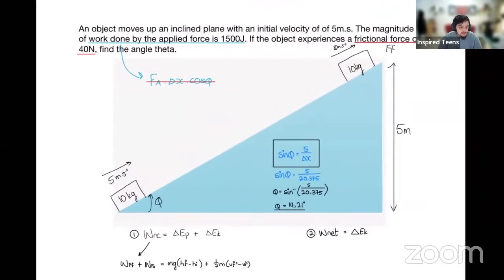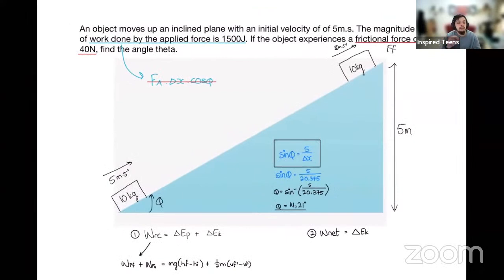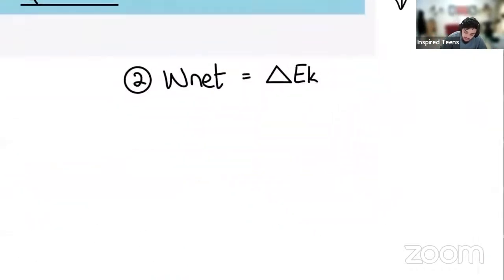So again, let's just read this question one more time. An object moves up an inclined plane with an initial velocity of 5 meters per second. The magnitude of work done by the applied force is 1,500 joules. If the object experiences a frictional force of 40 newtons, find angle theta. So WNet. When you are using WNet, please keep in mind, you need to consider all the work done on this object. Remember, in WNC, we were skipping out FG, but in WNet, you cannot skip out FG.